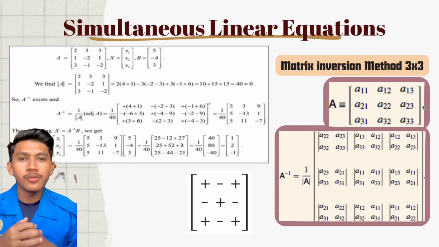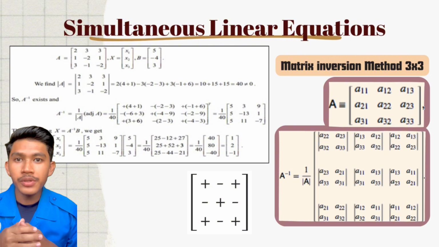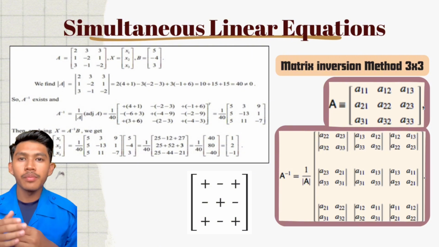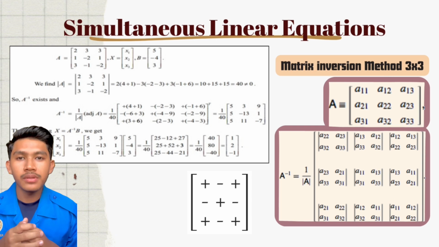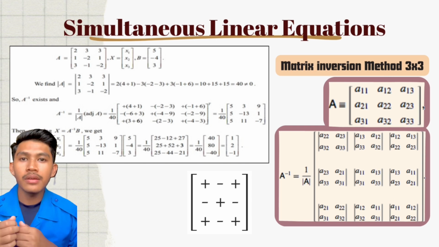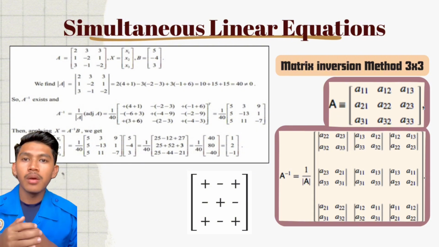Now, I will explain the 3 times 3 matrix. A 3 times 3 matrix is a square matrix with 3 rows and 3 columns. An example of such a matrix looks like this. The determinant of a 3 times 3 matrix can be calculated using the following formula. This determinant is a scalar value that helps determine whether the matrix has an inverse. If the determinant is 0, the matrix is singular and doesn't have an inverse.